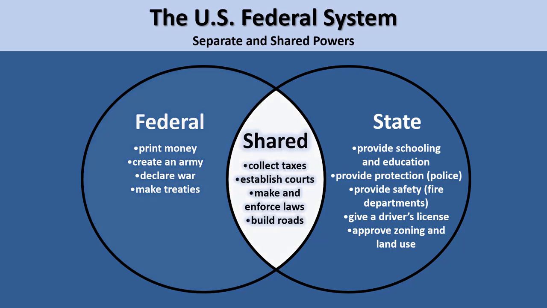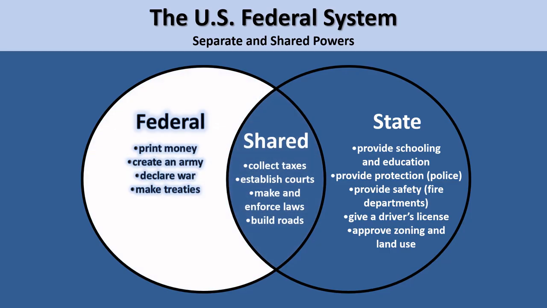Some powers are not shared. Only the federal government, for example, has the power to print money. This rule applies not only to actual printed paper bills, but also to coins and to digital forms of currency accessed via online banking, credit cards, and similar money management tools.